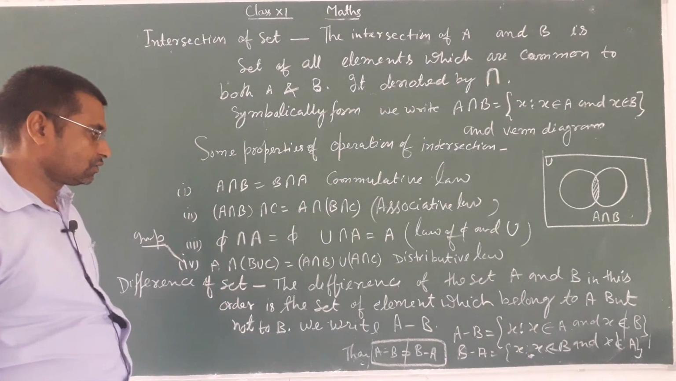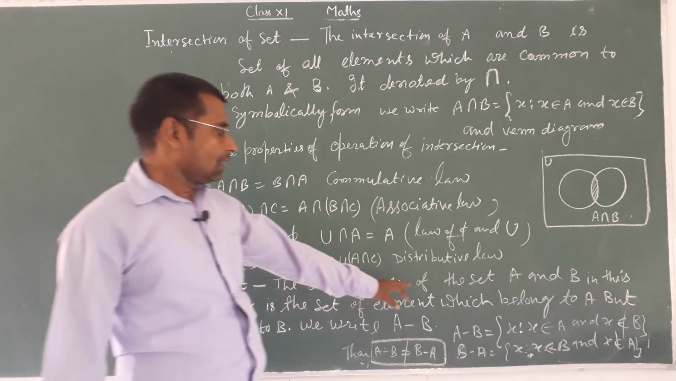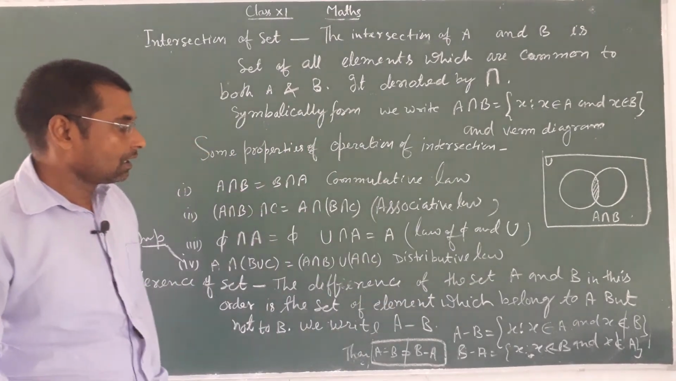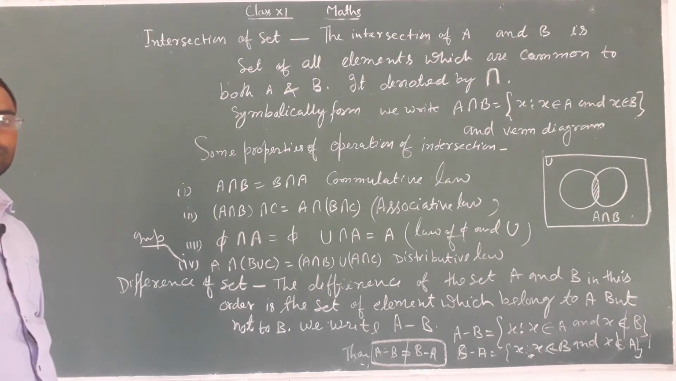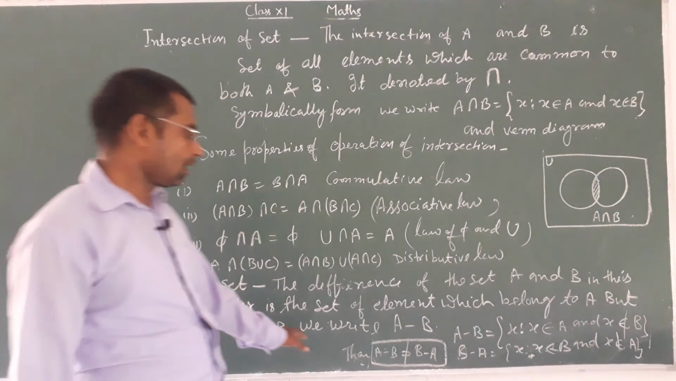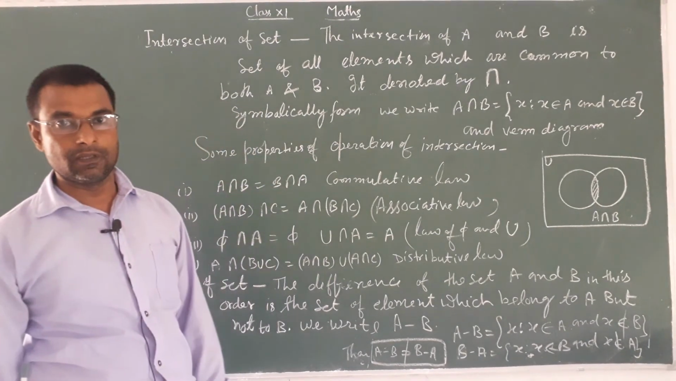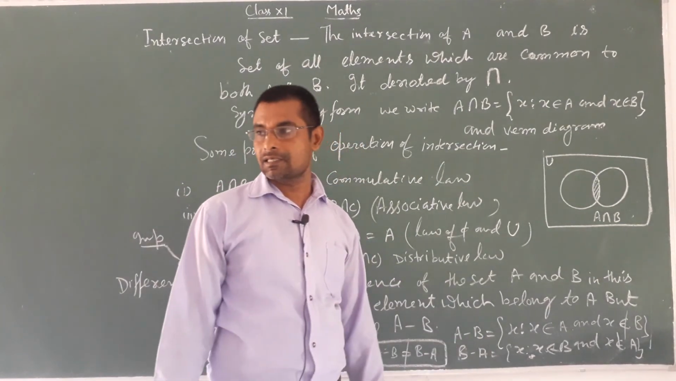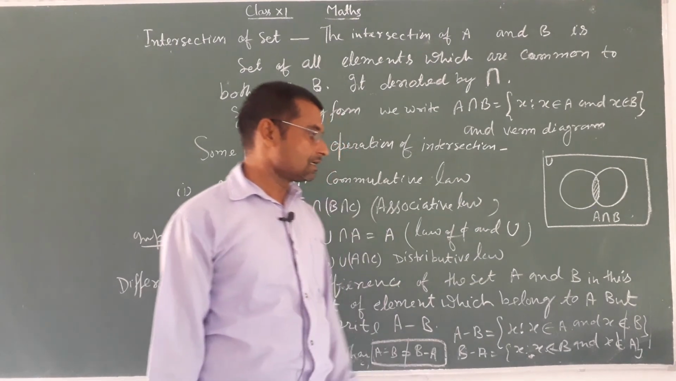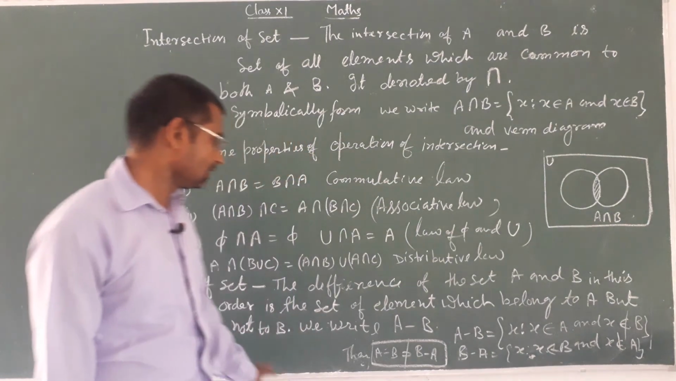Difference of two sets. The difference of two sets A and B, in this order, is the set of elements which belong to A but do not belong to B. We can write A minus B symbolically as x such that x belongs to A and x does not belong to B, or B minus A means x such that x belongs to B and x does not belong to A. So A minus B is not equal to B minus A. So that's all.